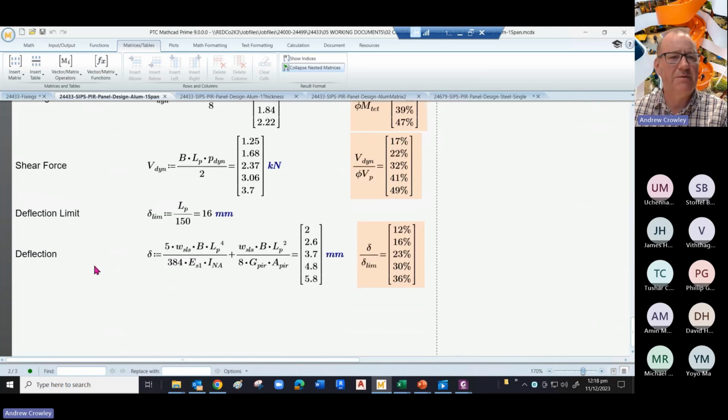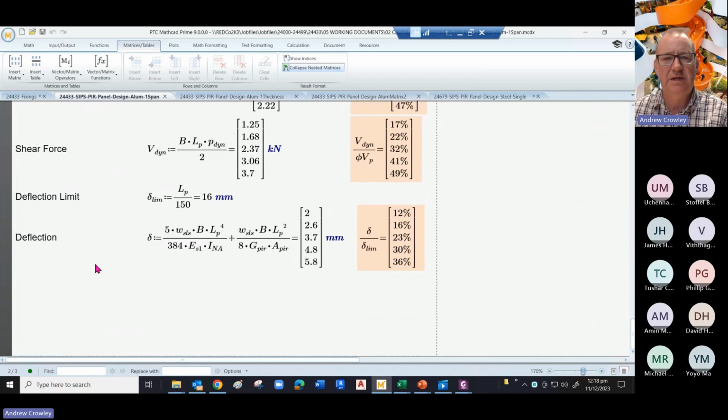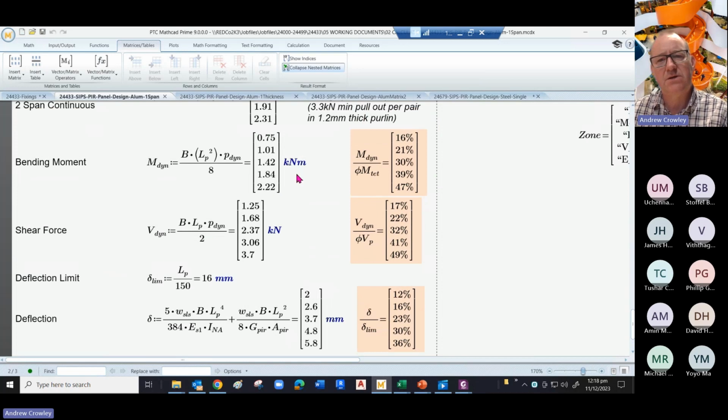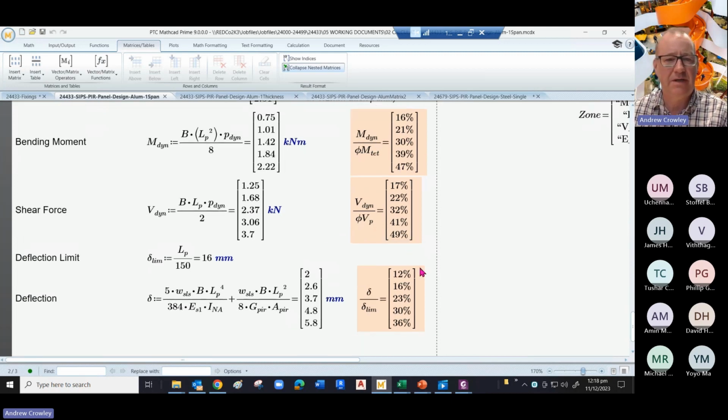Quick look at the bending moments, shear forces and the deflections. And the reason I've done that is to show you that the capacity, the applied bending moment compared to the capacity, in this case it's the elastic capacity, is well within. In the worst case of the extra high wind load, we're at 47%. Same with shear force at 49 and deflection at 36%.